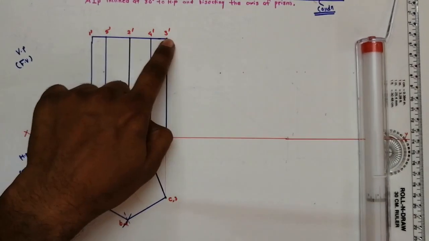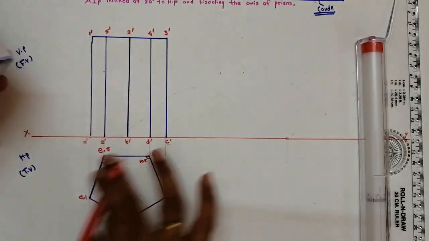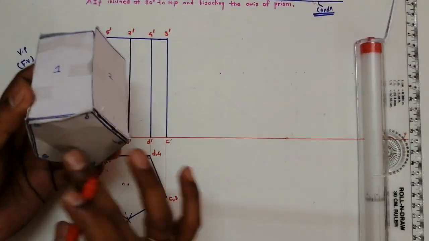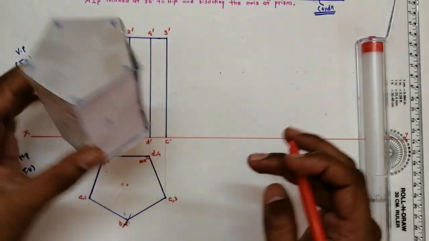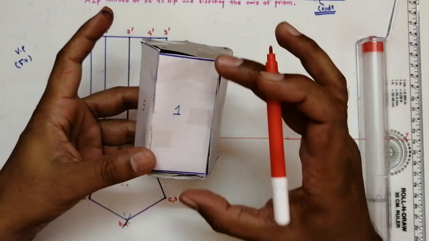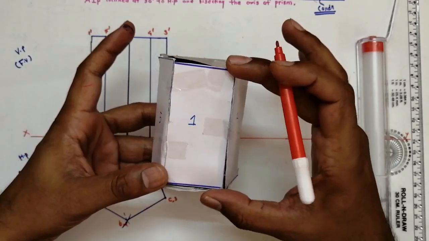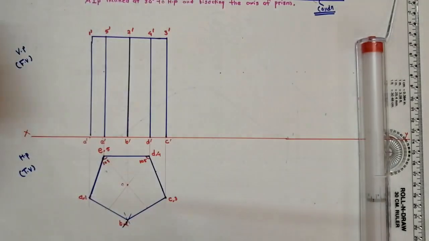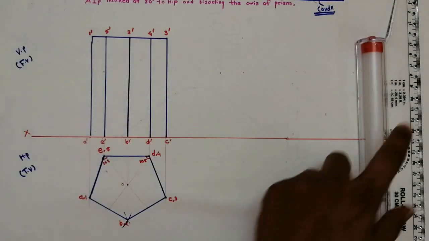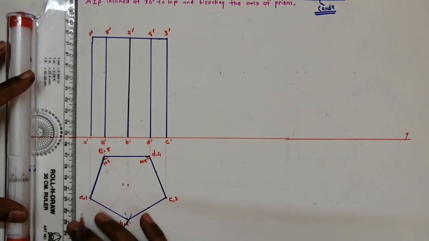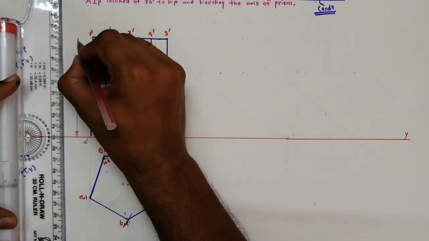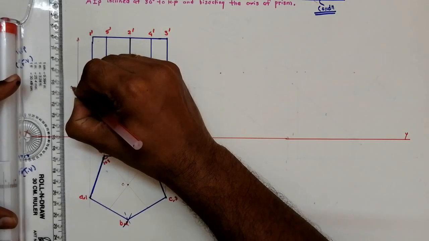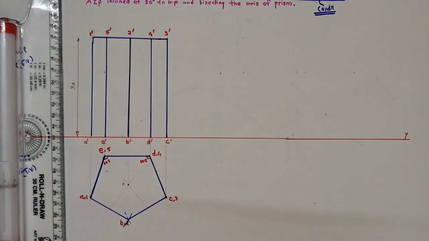So this is 1 2 3 4 5, that is the top pentagon, and this is A to E, that is for the bottom pentagon. So in front view that pentagon looks like a straight line, and the pentagonal prism looks like a rectangle, okay. So that rectangle we have drawn, the height is 90 mm, okay. So this height is 90 mm. So we have drawn that one.